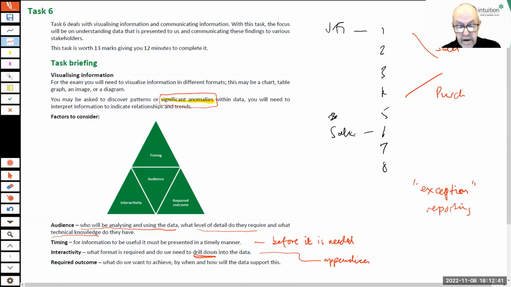Required outcome: what do we want to achieve, by when, and how will the data support this? Yeah, that sounds rather obvious. We don't spend hours compiling data and producing reports for the fun of it. Generally speaking, it might be a decision on an investment, on whether we need to expand an operation, or on whether we need to contract. There's always a reason for data, and you need to keep that in mind when putting data together.